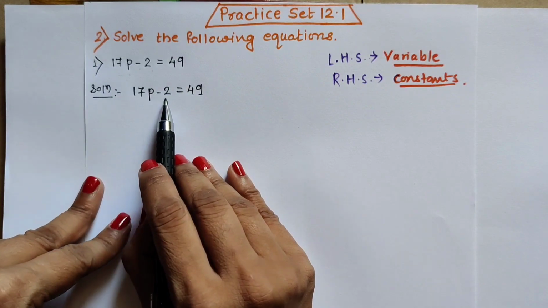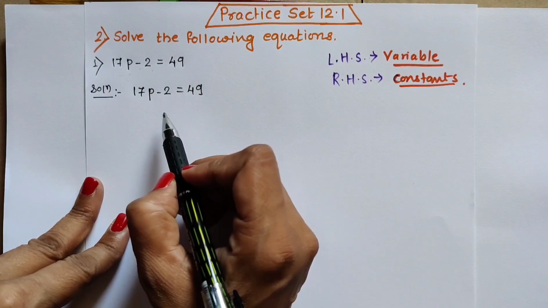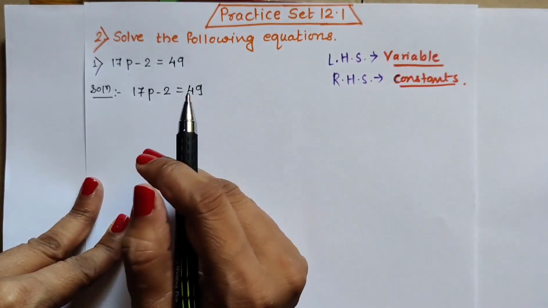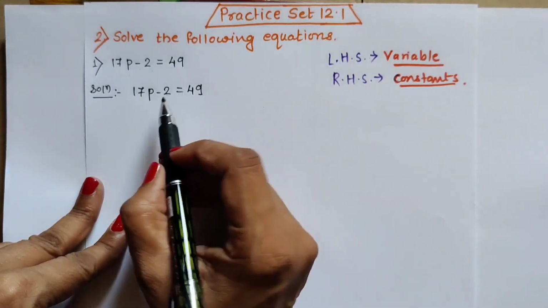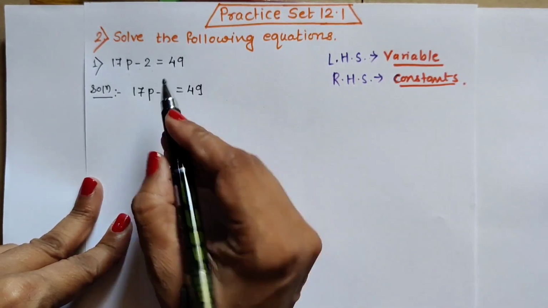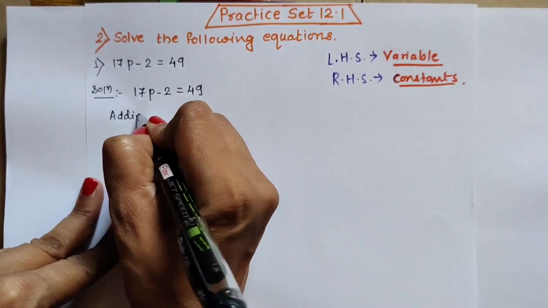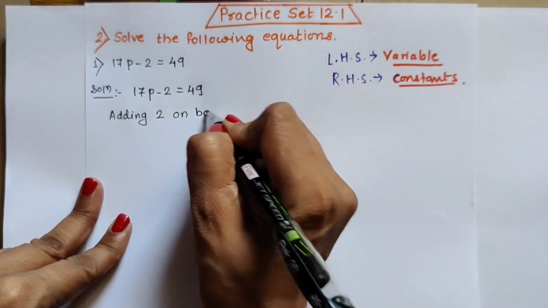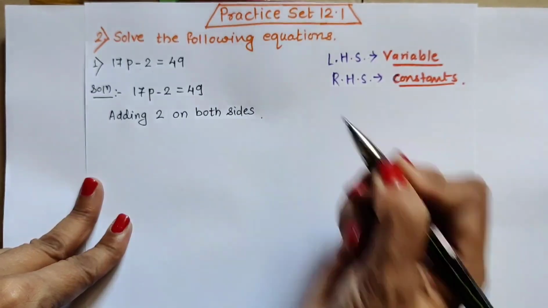Now as we can see, minus 2 is there. I told you when we have to transfer, we have to change the sign of that number, or we have to do the totally opposite operation. So subtraction is there, we have to add. So what we have to do? Adding 2 on both sides. We have to add 2 on both sides.